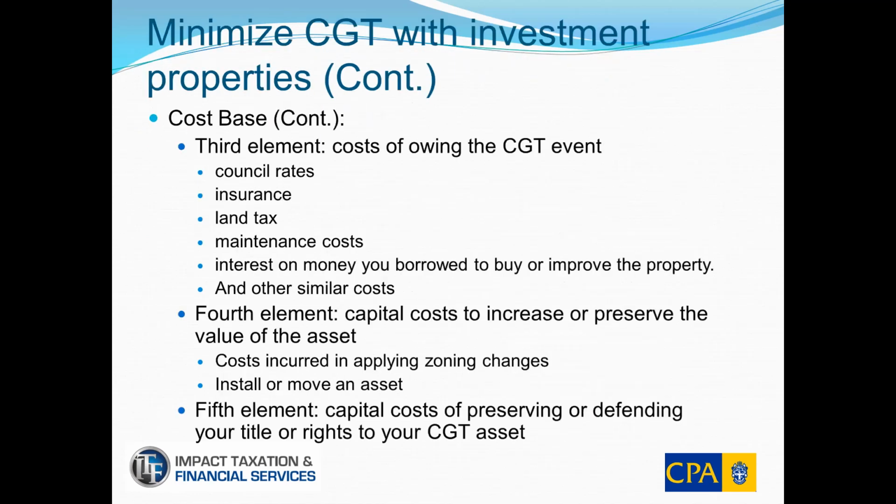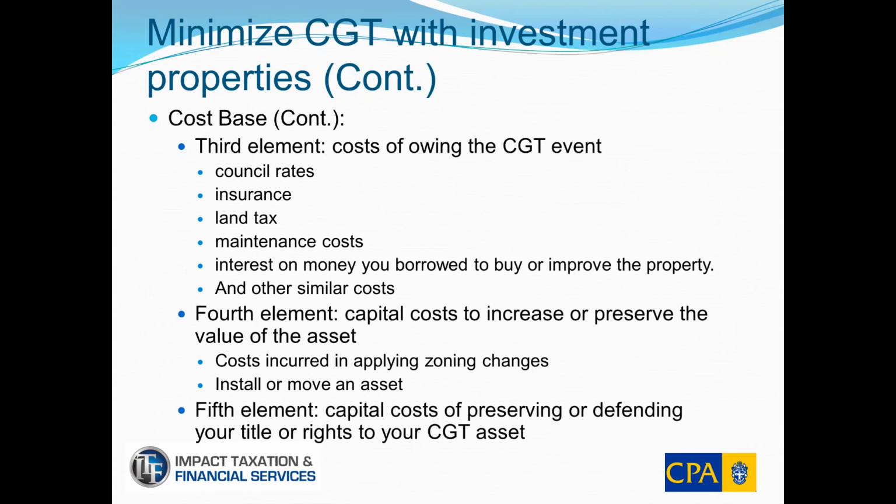Third element is the cost of owning the CGT asset. Basically, if you have claimed deductions for them before, then you can't add them in your cost base again when you sell the property. If you have claimed council rates, insurance, land tax from year to year to reduce your rental income, you can't claim them again when you are selling the property to include these expenses as a part of the cost base. Okay, but if you never claimed them before, then you can add them to the cost base. That's the third element, cost of owning the CGT asset.